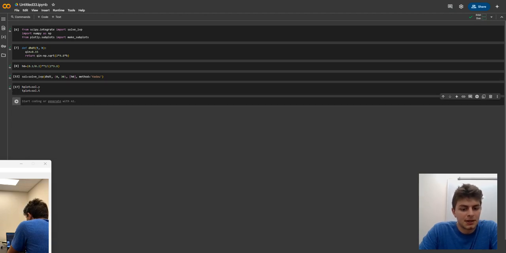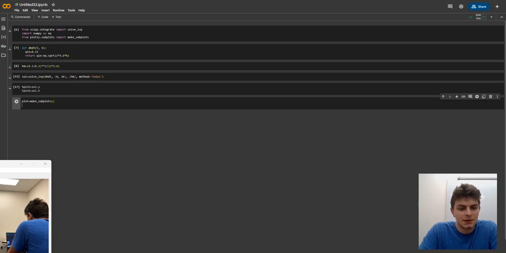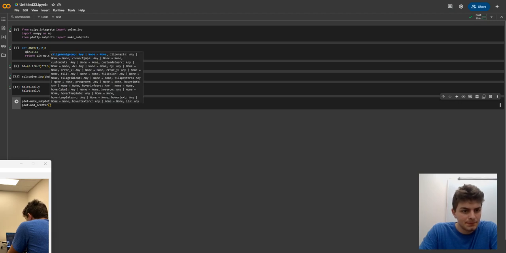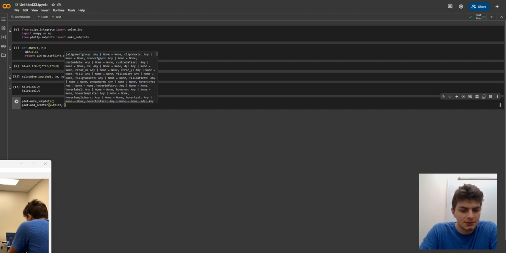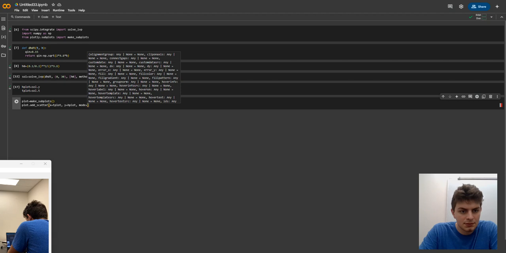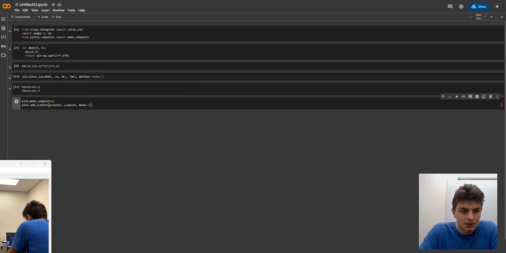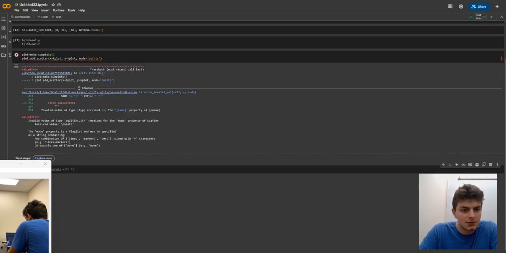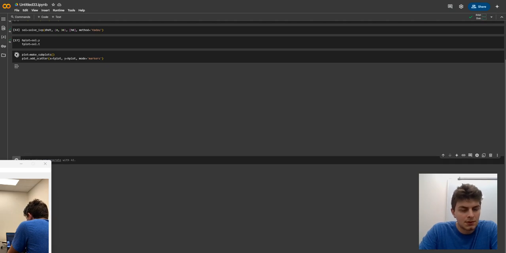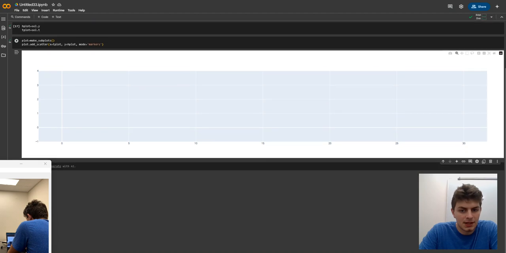So now it's time to go ahead and create our plot here. So plot equals make_subplots. Then we say plot.add_scatter, x equals t_plot, y equals h_plot, mode equals points, maybe. See what that does. No, markers. Okay. And we got a whole lot of nothing.